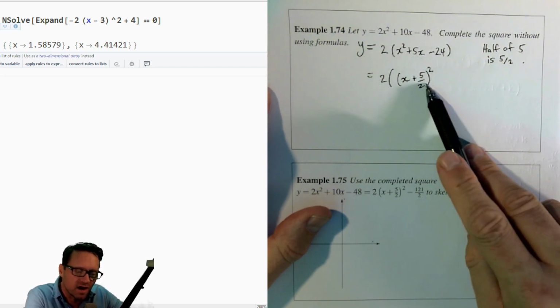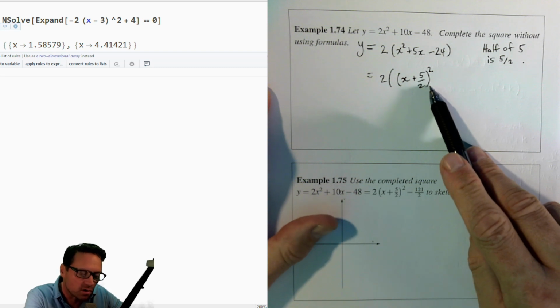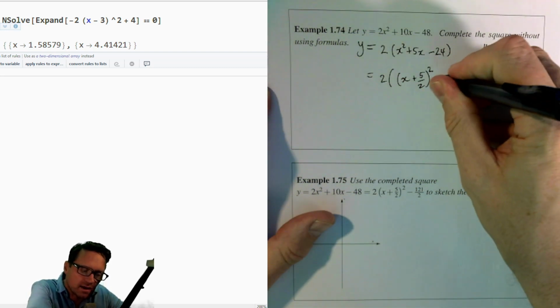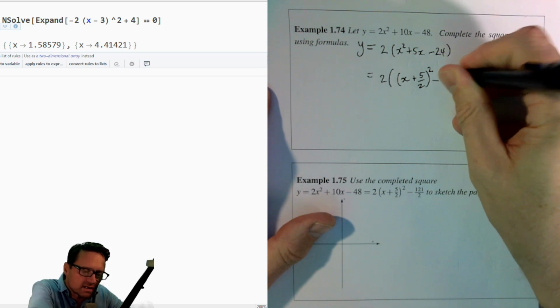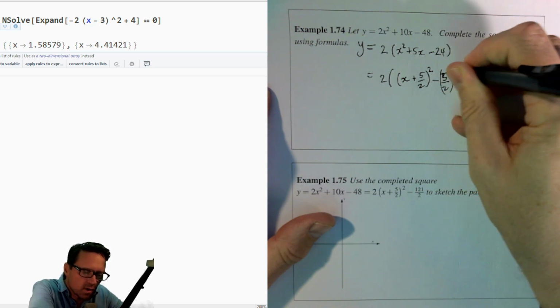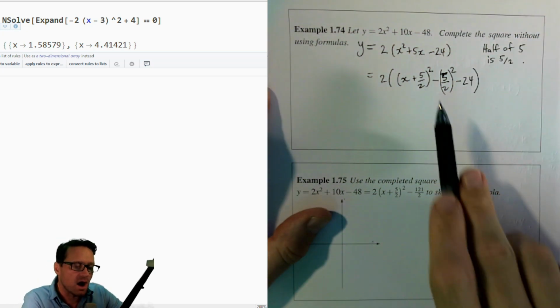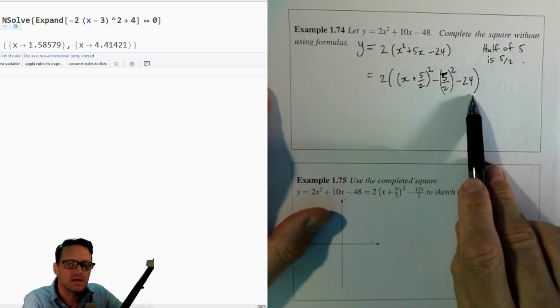Because the square of 5 over 2 is 25 over 4. Now that wasn't there in this version, so I need to make that go away. So I subtract, okay, I'll put it in as it was, 5 over 2 squared, and I still have the minus 24. Okay, now all I have to do is tidy this up and simplify it.